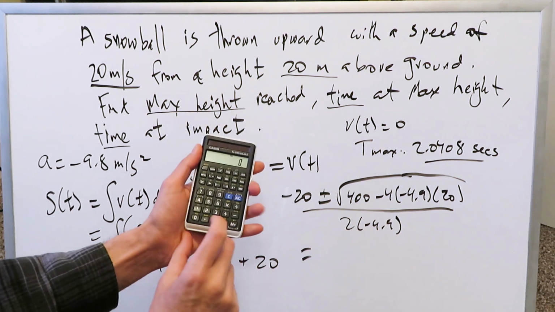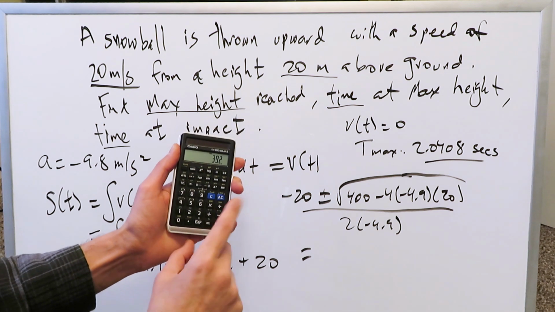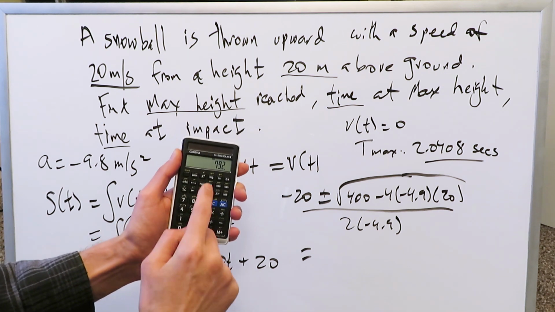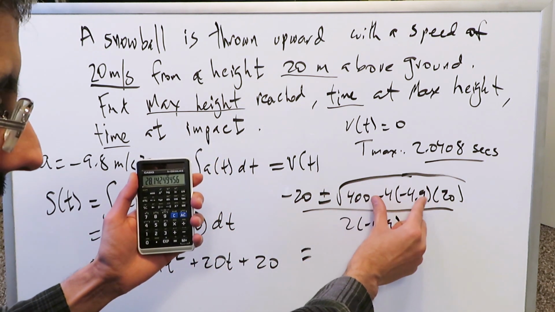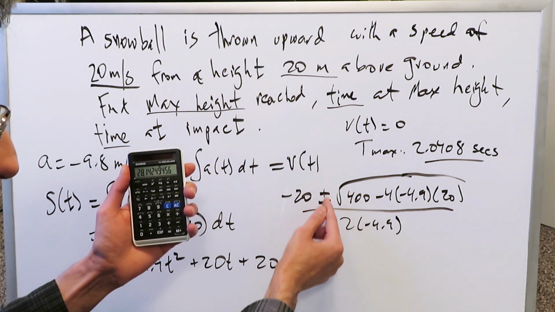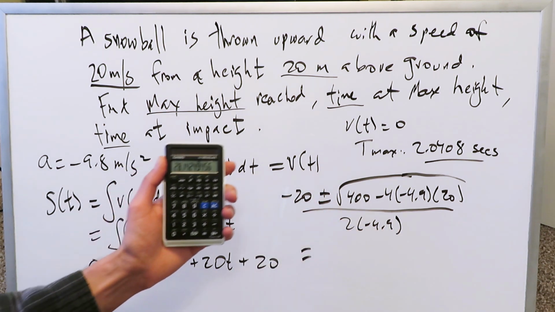Let's look at the root portion. We have 4 times 4.9 times 20. That's a positive, plus 400, and I'll square root it. When I square root I have 28.14. This 28.14 can be viewed as a positive or a minus, but I'll keep the minus here because everything here in the end will divide by a minus anyways.